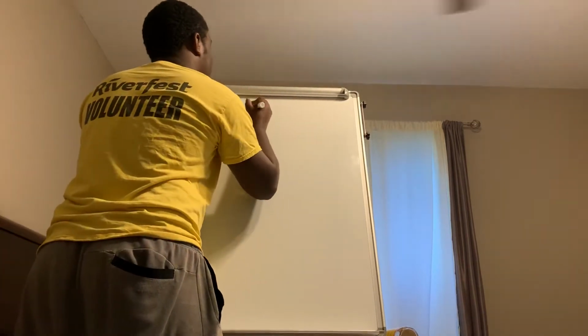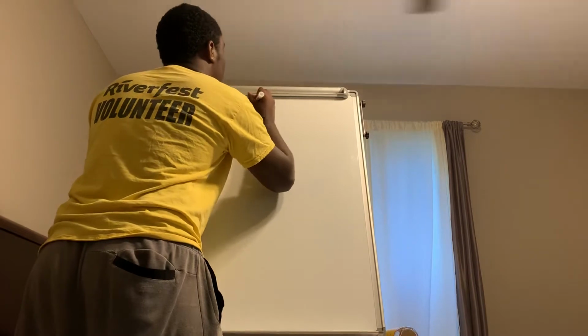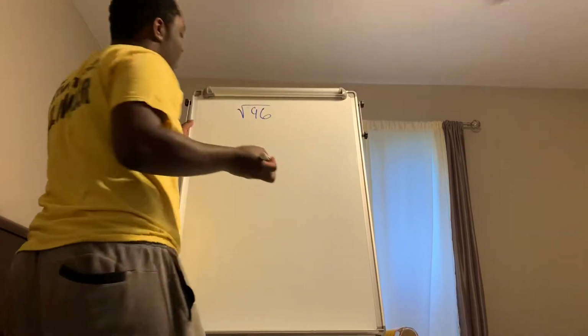Geometry, we have simplifying square roots. Let's get straight into it. Our first square root is the square root of 96. And our goal is to get this as simplified as possible.